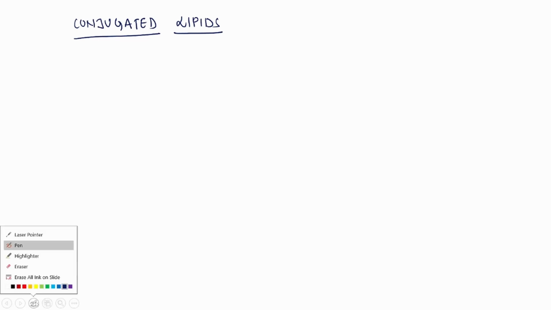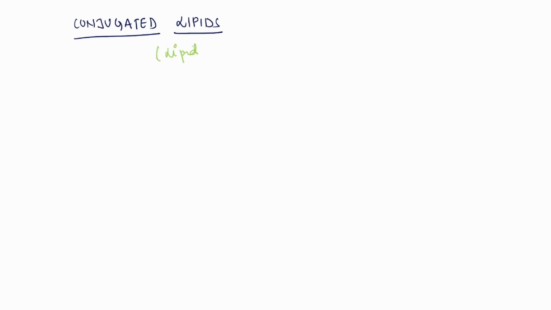Next we will see conjugated lipids. What are conjugated lipids? They contain both lipid and non-lipid parts. For example, number one, phospholipid.